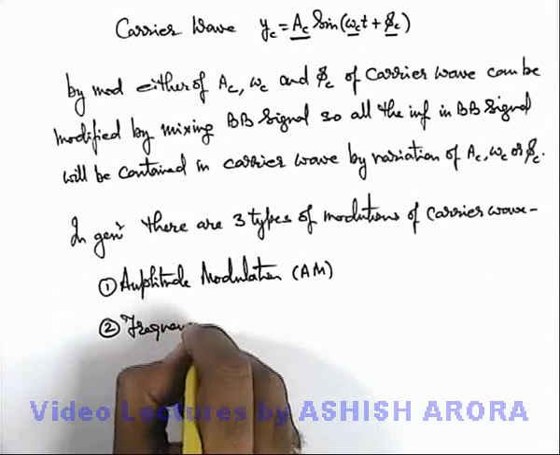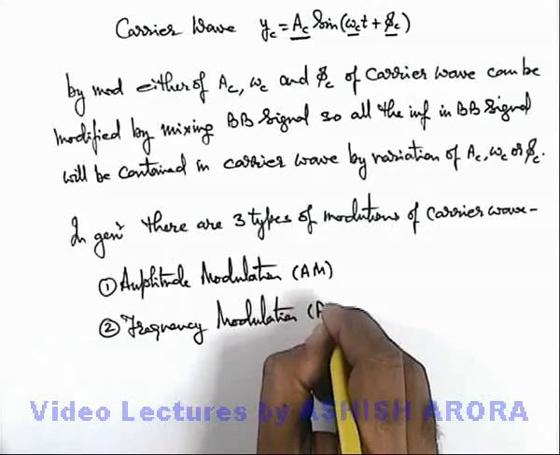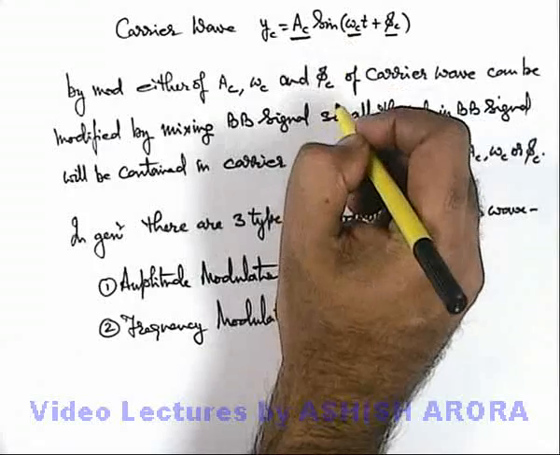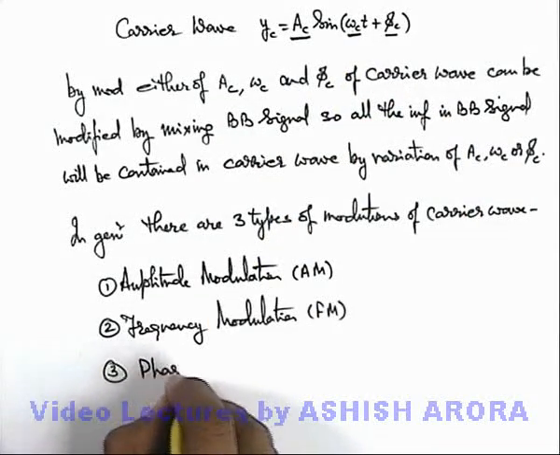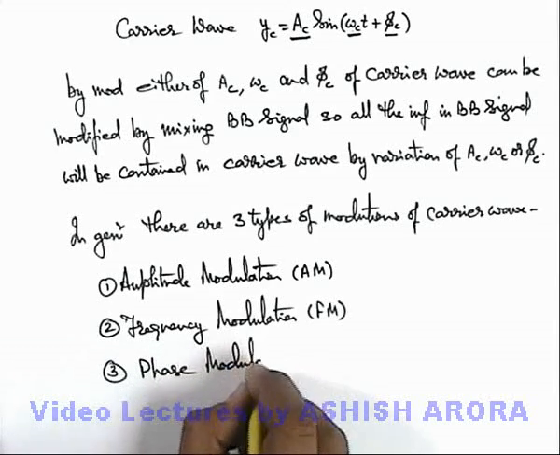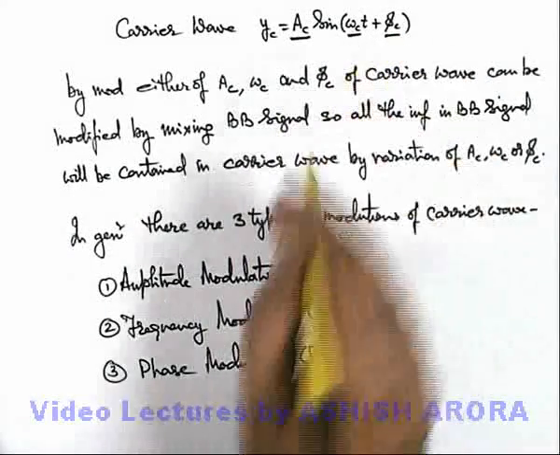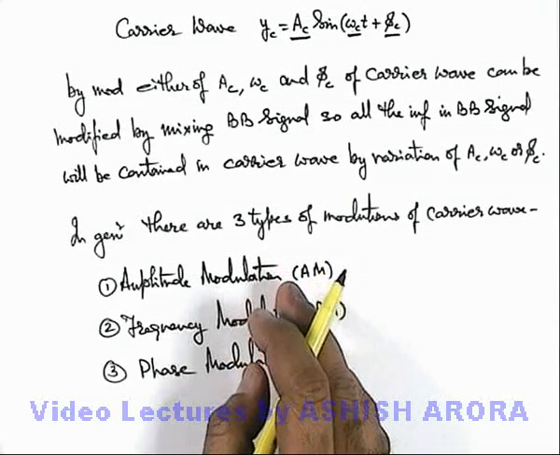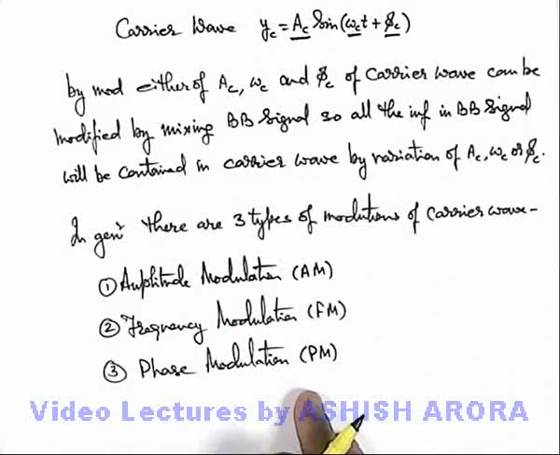Another one is frequency modulation, that is FM, in which we modulate the carrier wave frequency omega c by mixing the baseband signal with the frequency. And the third one is phase modulation, that is PM, in which the phase of a carrier wave is mixed with the baseband signal, and all the information of the baseband signal will be mixed with the phase. That is called phase modulation. In coming sections, we are going to discuss all three one by one.